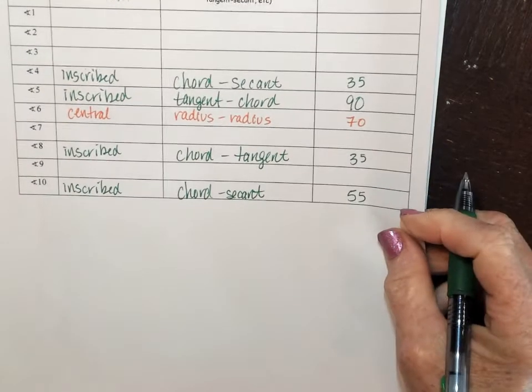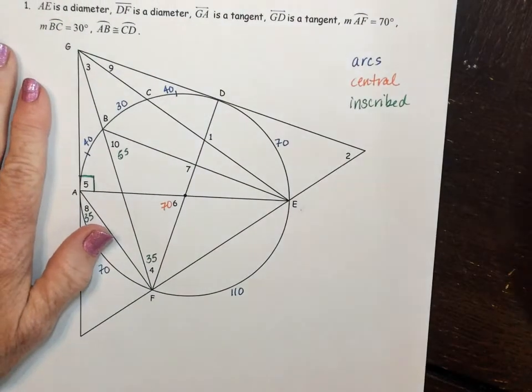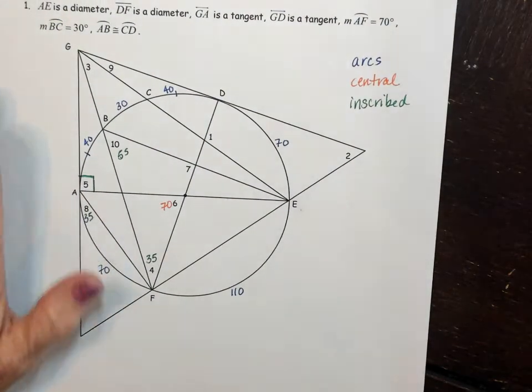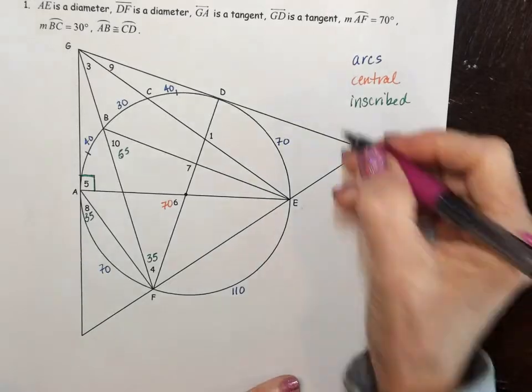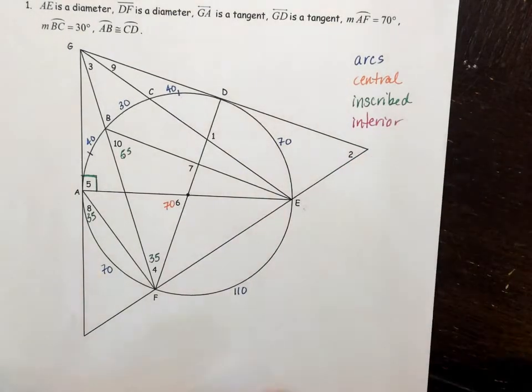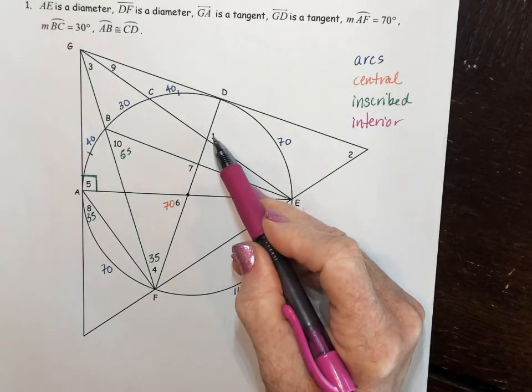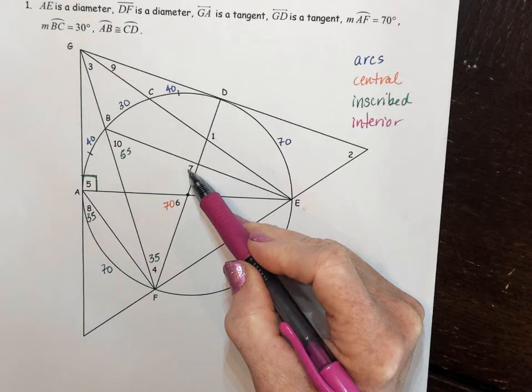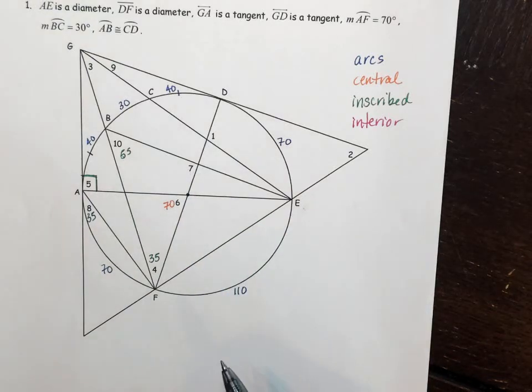Okay, got all the inscribed angles. Excuse me, not interior, inscribed. Now let's go ahead and find the interiors. So my interior angles would be 1 and 7. That's it. 1 and 7 are your interiors.